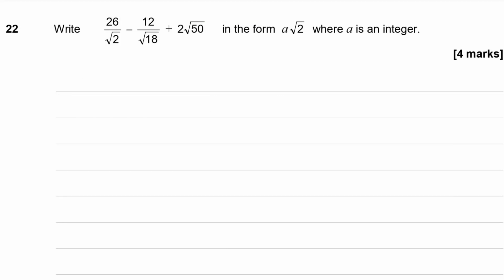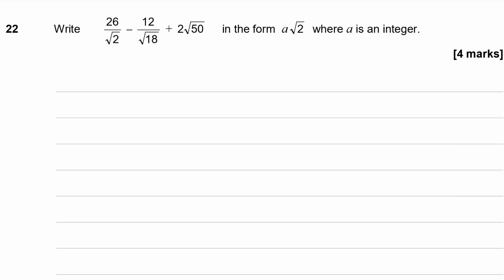Okay, time for a little bit of fun with surds. I've got quite a horrendous looking sum here: 26 over root 2 minus 12 over root 18 plus 2 root 50. And I need to somehow rearrange this so it's in the form a root 2, where a is an integer. Okay, so how are we going to proceed? Well, I've spotted that 2 times 18 is 36, which is a square number. So by putting those first two fractions over one denominator, they should simplify.